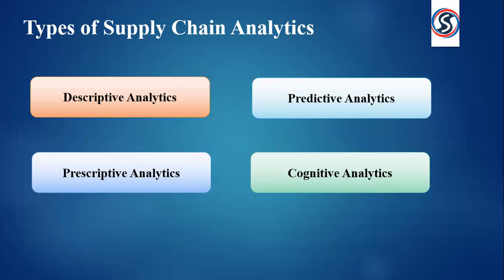Fine. Now, if I talk about the types of supply chain analytics, we have descriptive analytics, predictive analytics, prescriptive analytics, and cognitive analytics, right? So, what is descriptive analytics? Descriptive analytics will look at what happened in the past. Let me write it here. This will look at what happened in the past.